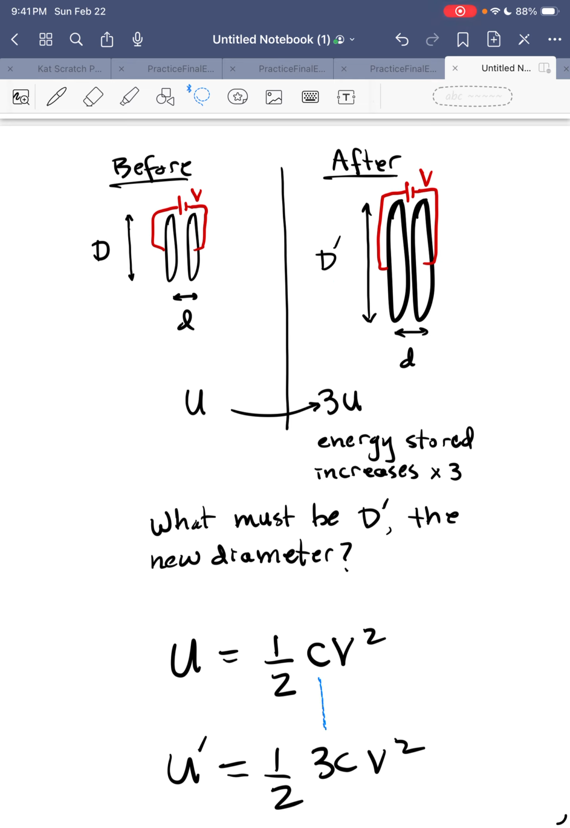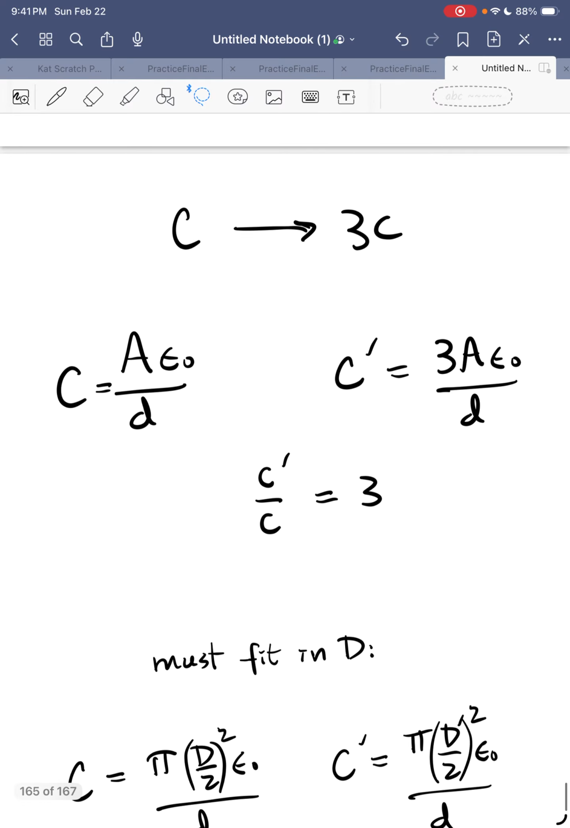And if that happens, then U will go to U prime, where U prime is going to be 3 times bigger, because I've just inserted a factor here. So if we can increase the capacitance by a factor of 3, we can increase the energy stored by a factor of 3. All right? And that's illustrated by this. So the capacitance has got to go to 3 times its value.